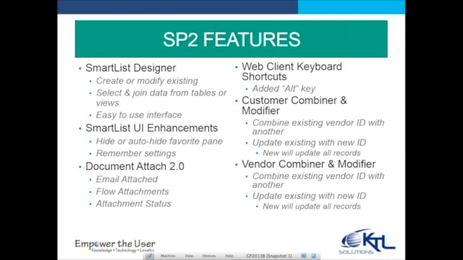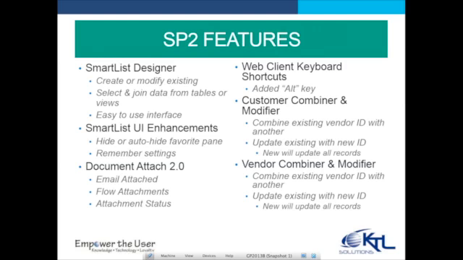So you can create and modify existing Smart List objects, you can create new views from tables either within Great Plains or outside of Great Plains. It's very easy to use and intuitive. A little bit of Smart List UI enhancements. As some of you know, where you see the list takes up a lot of real estate. So now you can collapse that. It gives you more room to see the actual data being displayed in the Smart List.